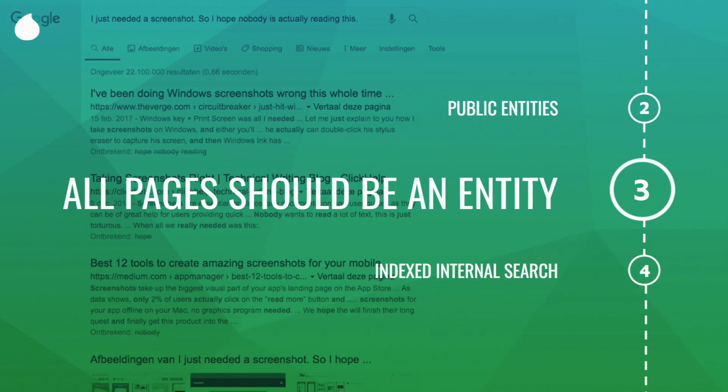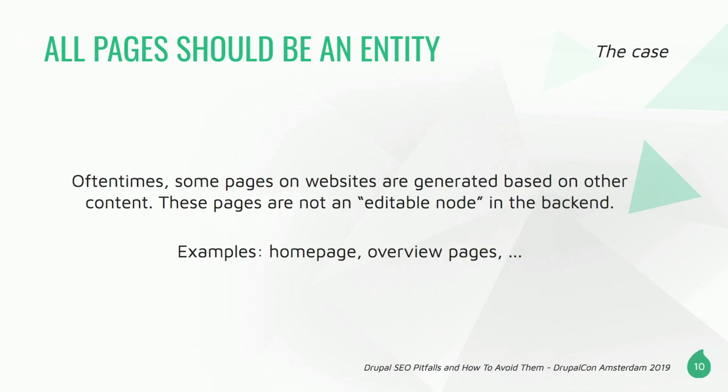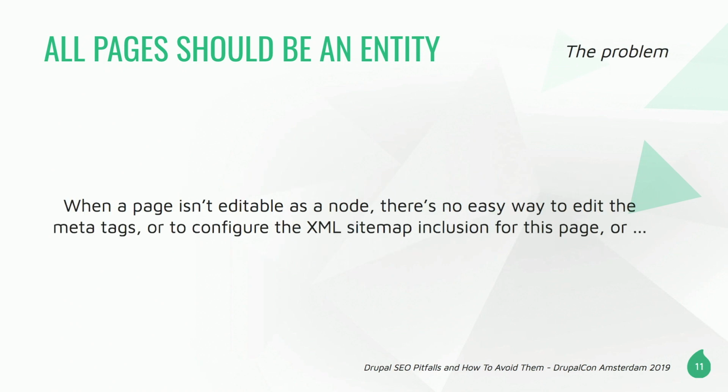Next up, something more about entities. So all pages should really be an entity. Now why is that? Often pages are generated based on content located somewhere else, and these pages are not like an editable node in the backend. Examples of that are home pages or overview pages, things like that. You want to be able to configure meta tags and XML sitemap inclusions for each page. So you really want to do that.